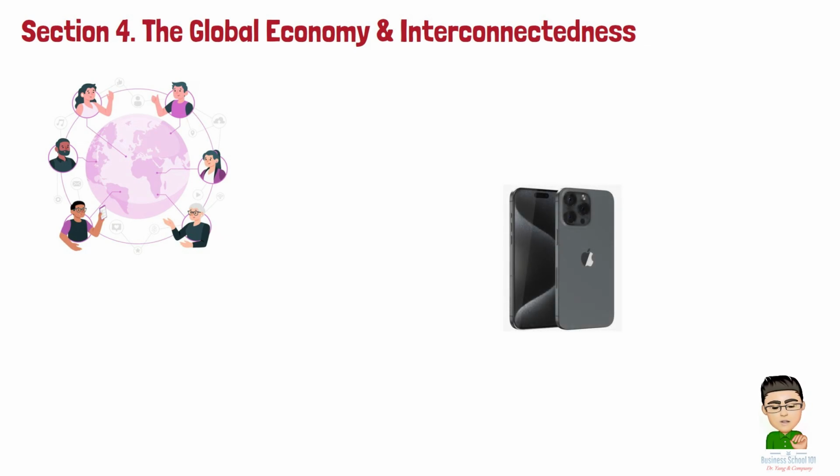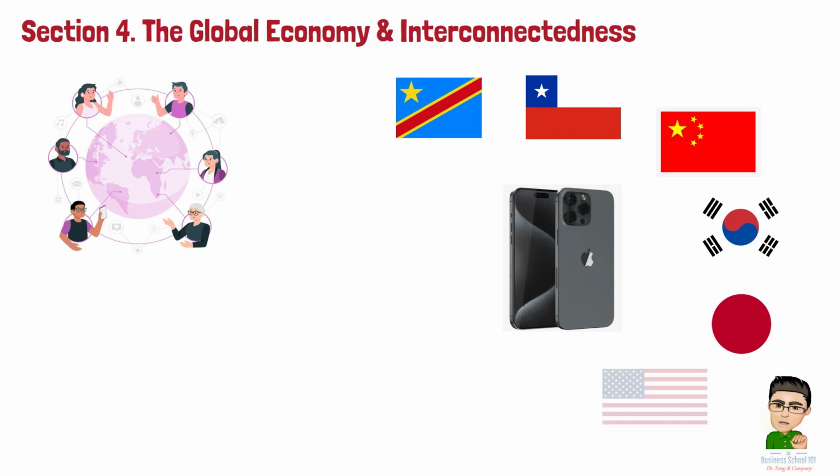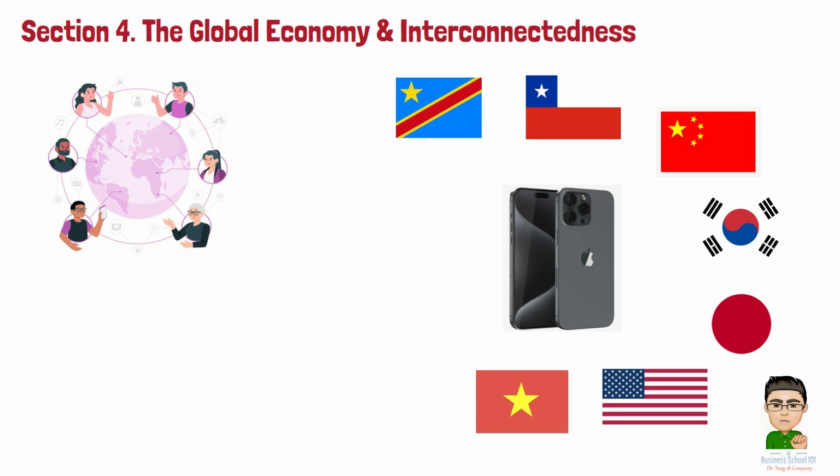The cobalt in its battery might come from the Democratic Republic of Congo, lithium from Chile, and rare earth elements from China. These materials are shipped to South Korea and Japan, where high-tech components like processors and memory chips are made. The design and software are created in the United States, but the assembly happens in China or Vietnam. The finished iPhone is then sold worldwide, from Europe to Africa.